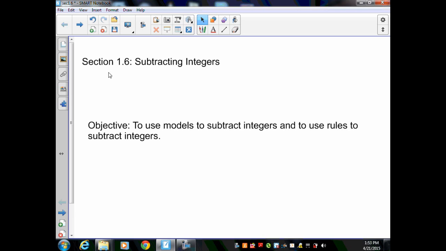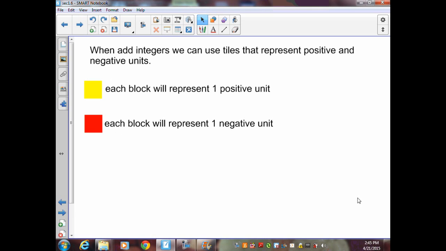Section 1.6, Subtracting Integers. In this section, we want to model subtracting integers using tiles, and we also want to subtract integers using rules. But let's begin with modeling. As in the previous section, I have a yellow block, which represents one positive unit, and I have a red block, which represents one negative unit.